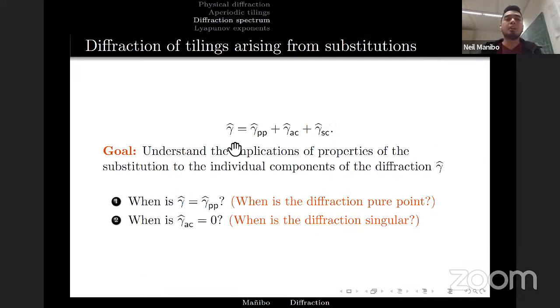So now that we understand better what the three components are and what they say about the underlying atomic model, the goal is to understand what the properties of the substitution say about the individual components of the diffraction. So if I give you a substitution, under some mild assumptions, you can get a tiling. And from a tiling, you can get a point set. Now, the question we're posing here is, what properties of the substitution have explicit implications in the spectral type of the underlying measure. So two natural questions along this vein: first, when is gamma hat pure point? That means, when is it the case that the two other components are actually absent? So there's no AC part, there's no SC part, so no continuous spectrum.